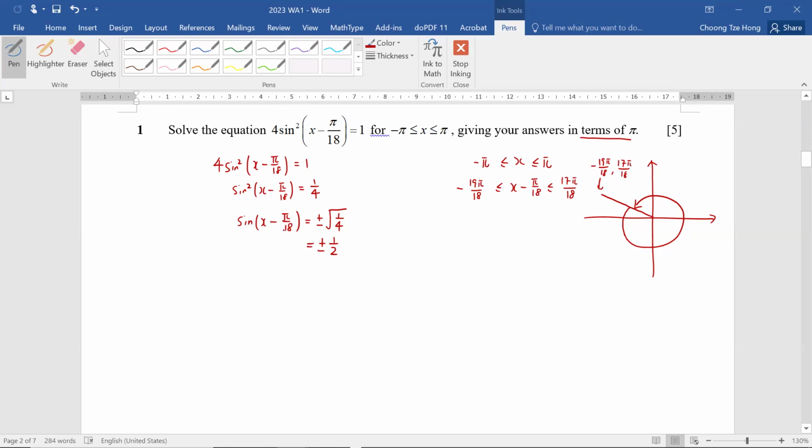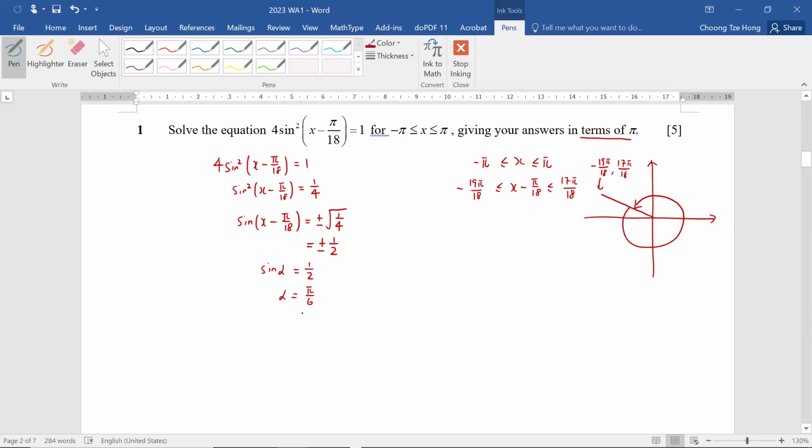The next step will be to find the basic angle. So we'll let sine alpha equals to half. Remember, whenever you find the basic angle, you remove any sign from it, so it's always positive. Sine half is a special ratio. In degree terms, sine 30 will give us half. But now we are working in terms of pi, so 30 degrees is actually pi over 6, because pi is 180 degrees. So the basic angle will now be pi over 6.